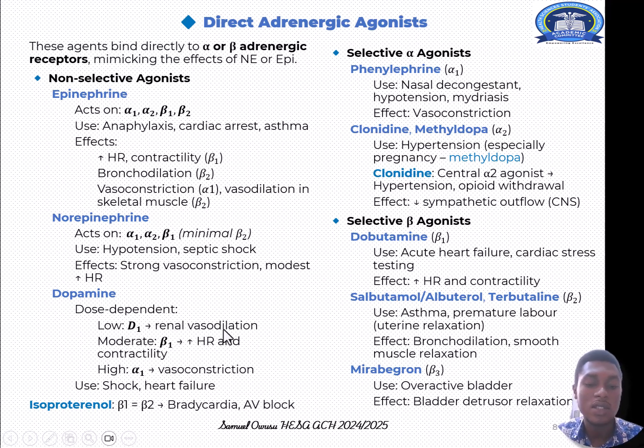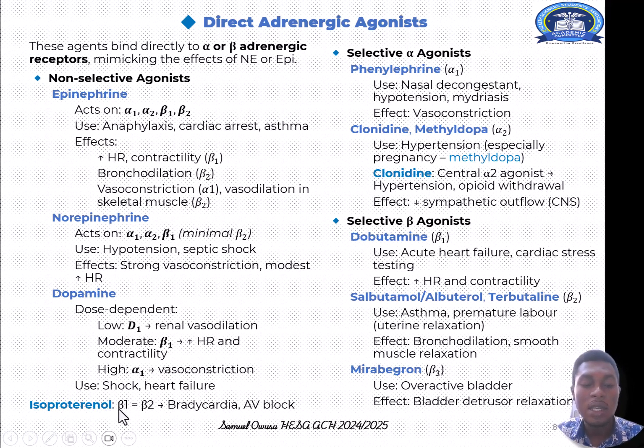Renal vasodilation. So blood vessels supplying the kidney would vasodilate, and then there's a moderate effect on beta 1 that tends to increase heart rate and contractility. But dopamine can also have an effect on alpha 1, which tends to cause vasoconstriction, and we use it in the management of shock and heart failure. Then there is isoproterenol, also known as isoprenaline.